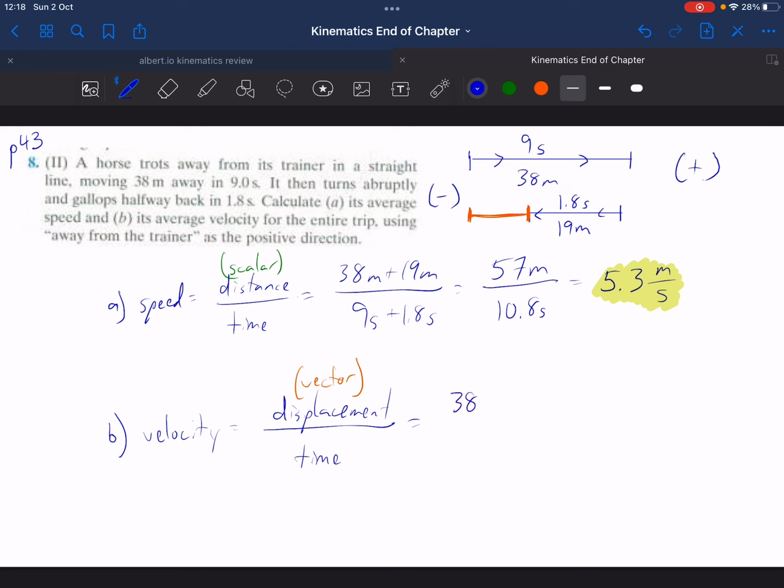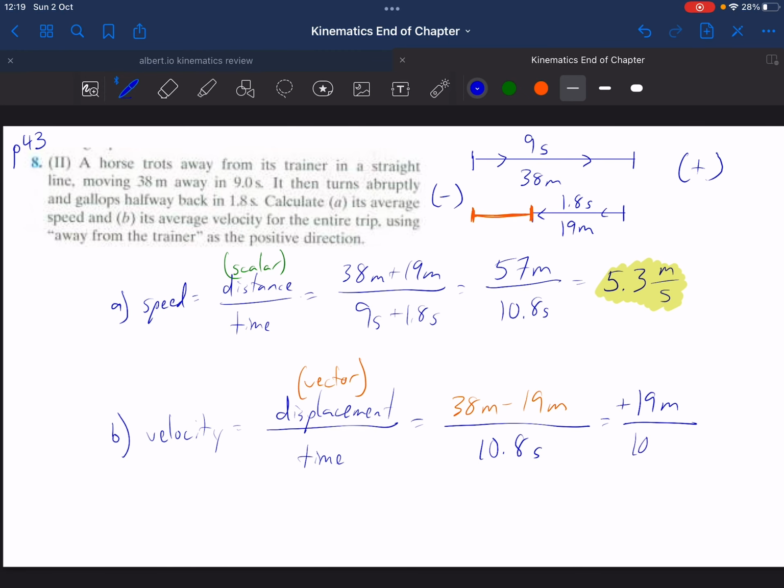So in this case, we subtract, why don't I do this in orange so we can see, this 38 meters minus the 19 meters, that's going to be our displacement, and our time is still 10.8 seconds. Okay, so now we get 19 meters was the displacement, and that is positive, right? If we look at the direction of this displacement, we started right here and we finished right here. So that is a positive displacement, and still 10.8 seconds.